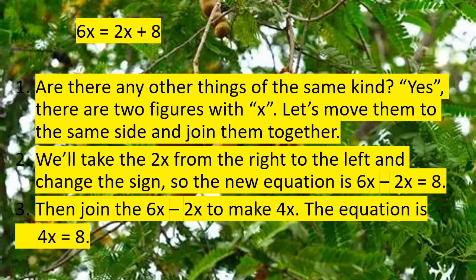Are there any other things of the same kind? Yes, there are two figures with x. Let's move them to the same side and join them together. We'll take the 2x from the right to the left and change the sign. So the new equation is 6x minus 2x equals 8. And then we join the 6x minus 2x to make 4x. And the equation is 4x equals 8.